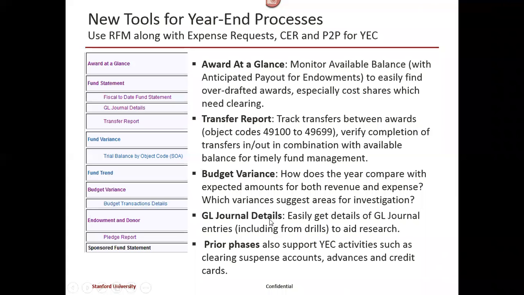GL journals, you can now see your general ledger journals. In CER, you can see your journals in the GA, your expenditure journals. So you see this food moved to that PTA.